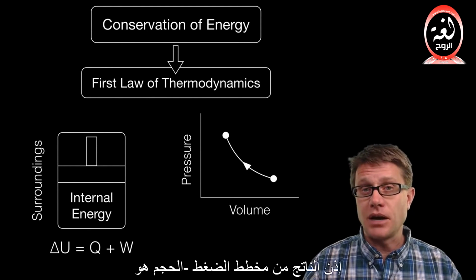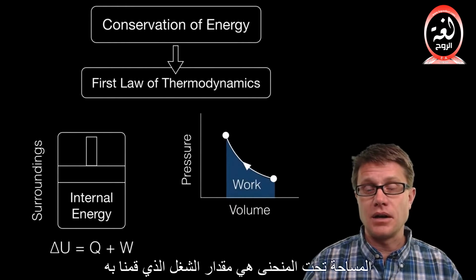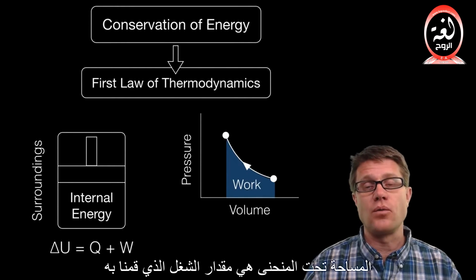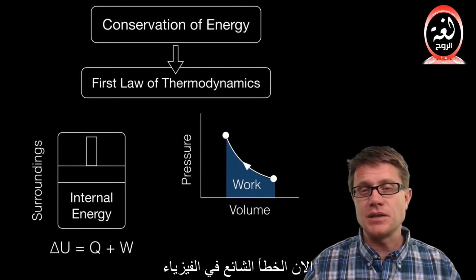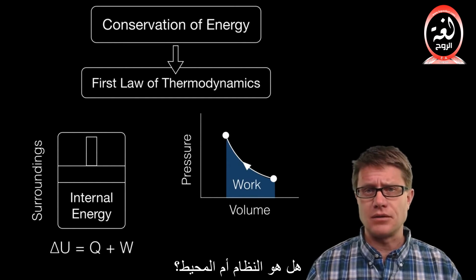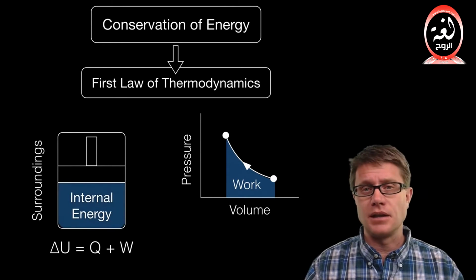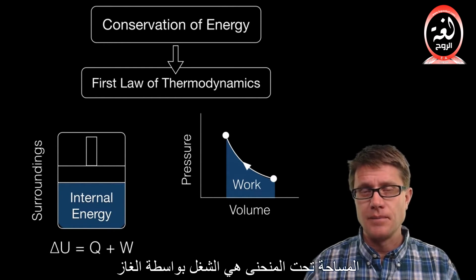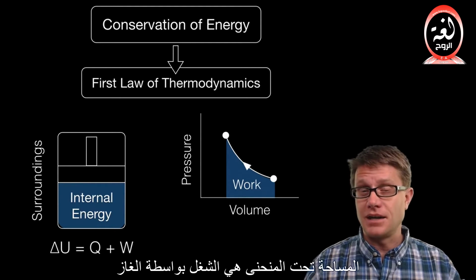And so what's neat about a pressure volume diagram is the area under that curve is going to be the amount of work that we do. Now a common mistake in physics is to figure out who's doing the work. Is it the system or is it the surroundings? And so in any piston like this, the area under the curve is the work being done by the gas.